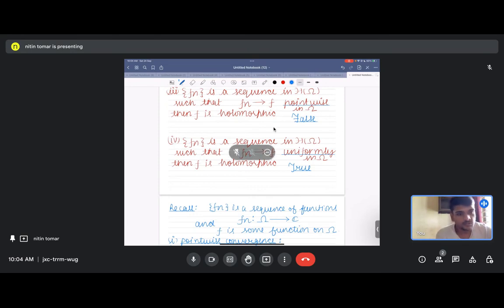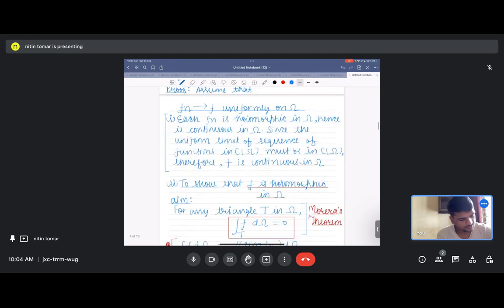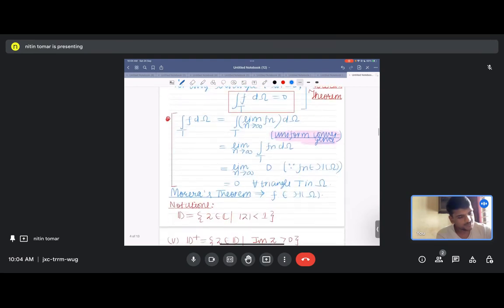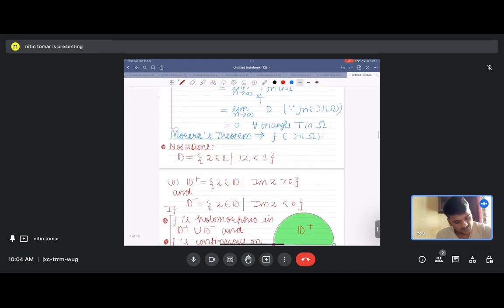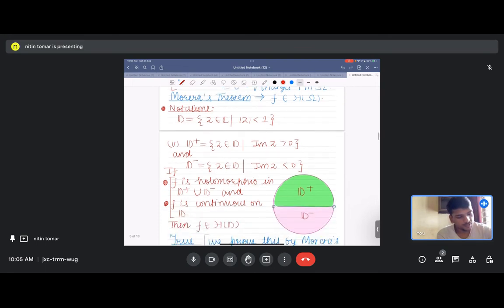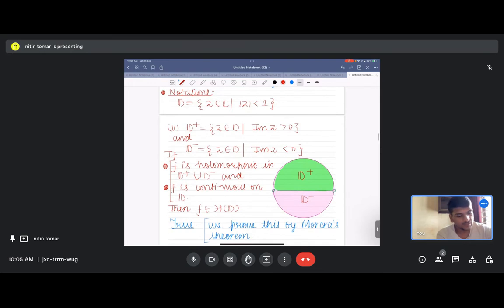Okay. So let's move to the next question. For the next question, let us fix our domain. So D, this fancy D, is the open unit disk, and with this we move to the fifth part, which is: D plus is the domain, the subset of the open unit disk whose imaginary parts are positive.